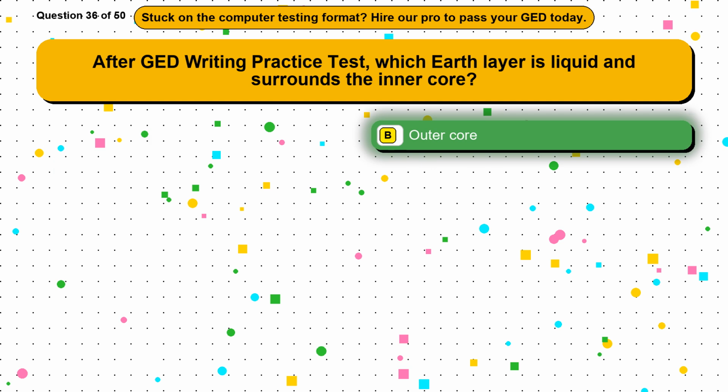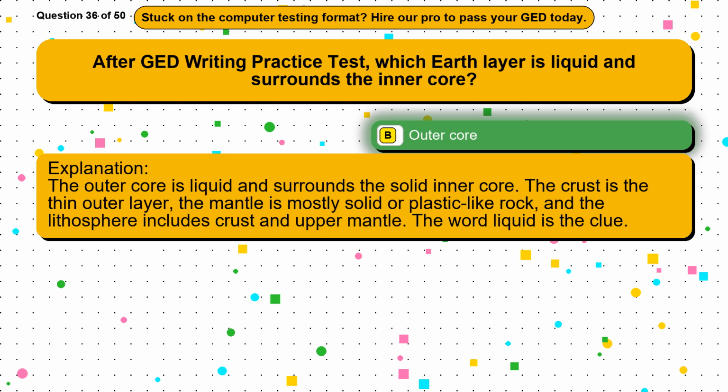The correct answer is option B, outer core. The outer core is liquid and surrounds the solid inner core. The crust is the thin outer layer, the mantle is mostly solid or plastic like rock, and the lithosphere includes crust and upper mantle. The word liquid is the clue.